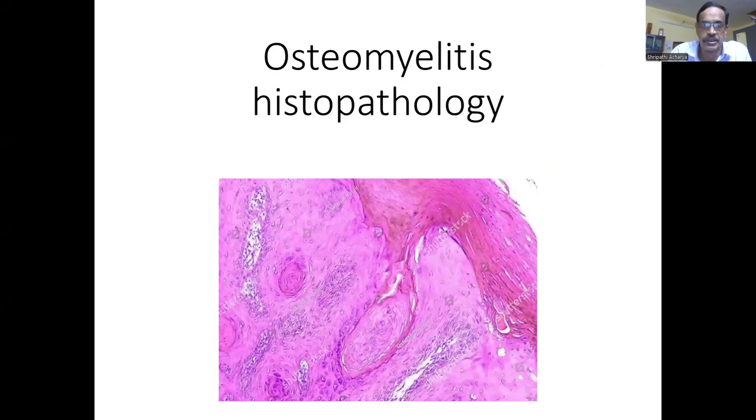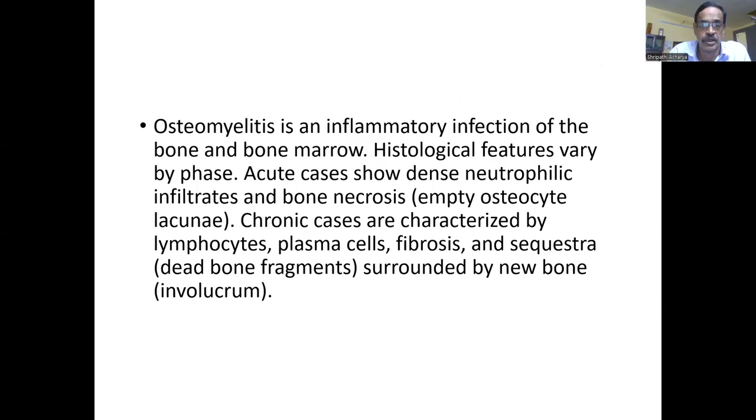Next one is osteomyelitis, histopathology. Osteomyelitis is an inflammatory infection of the bone and bone marrow. Histological features vary by phase. Acute cases show dense neutrophilic infiltrates and bone necrosis, empty osteocyte lacunae. Chronic cases are characterized by lymphocytes, plasma cells, fibrosis, and sequestra, dead bone fragments surrounded by new bone involucrum.